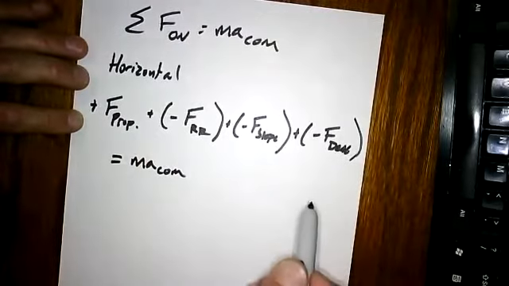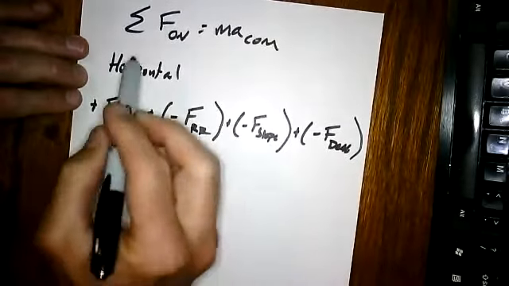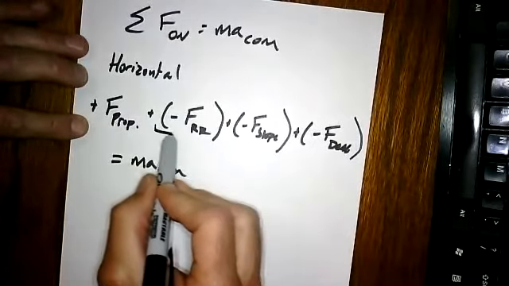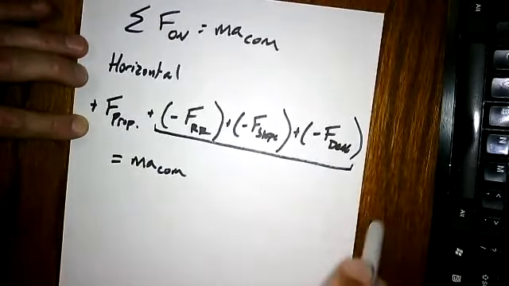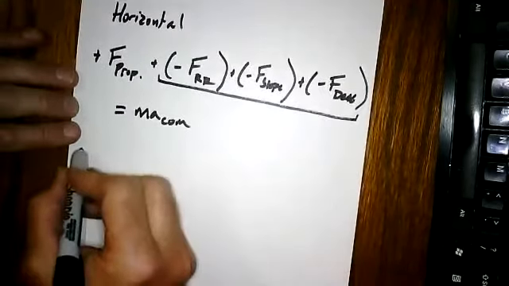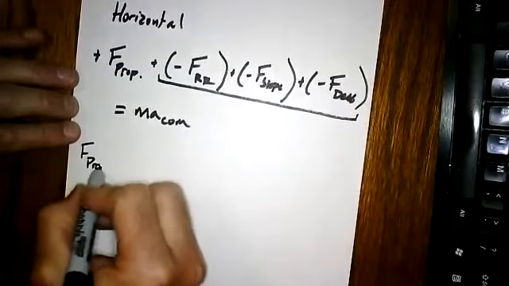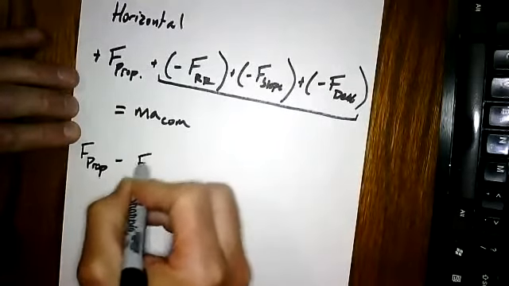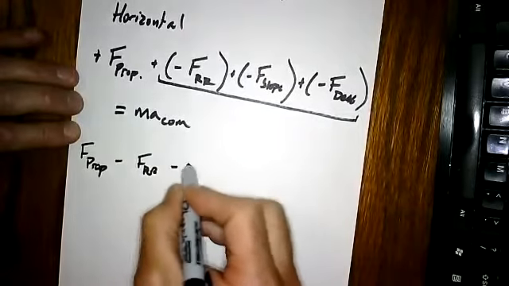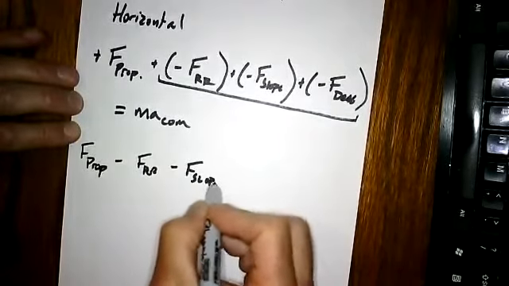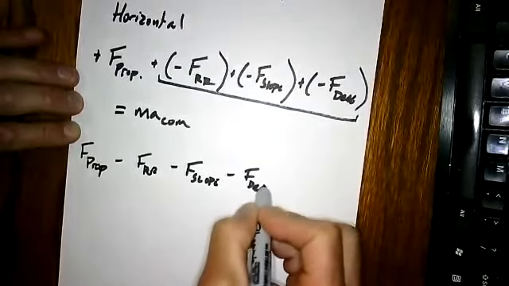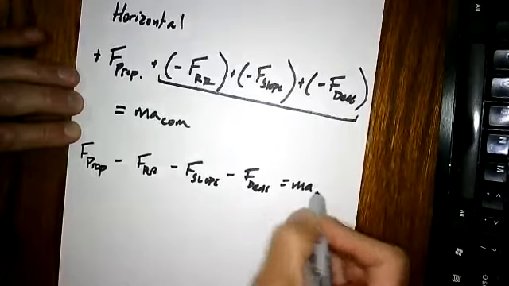Sorry, I went over too long on the line here. This is all the same equation. Now, what I'm going to do is, let me write it again, and I'm going to just draw these out as all negative signs here. So I'm going to have F propulsion minus F rolling resistance, that's the two wheels combined, minus F slope, minus F drag equals m a COM.